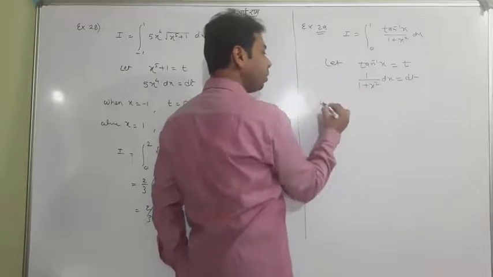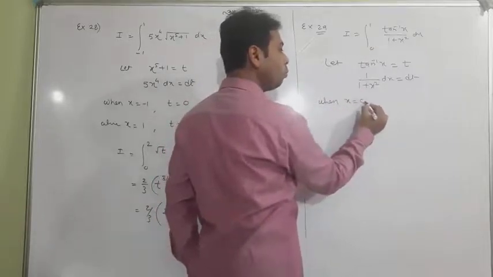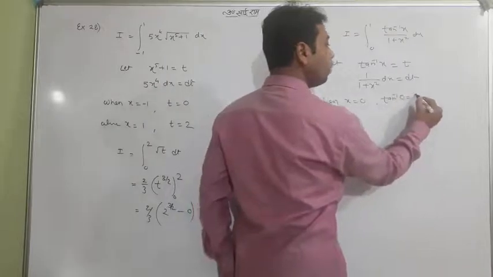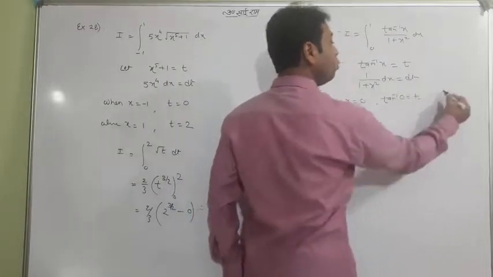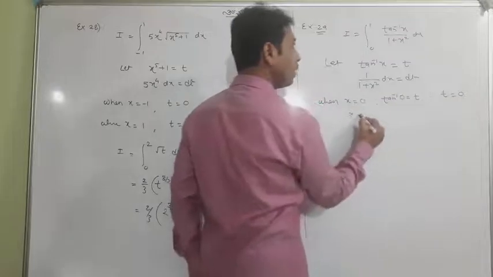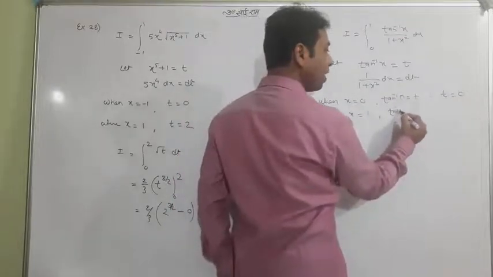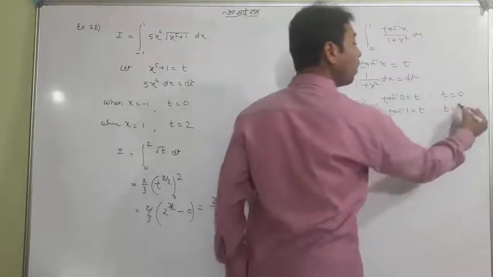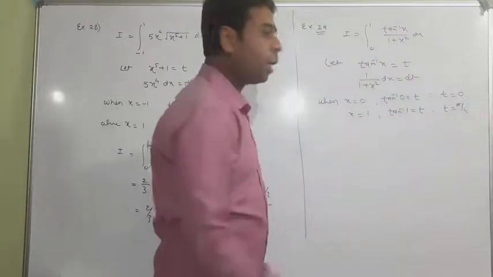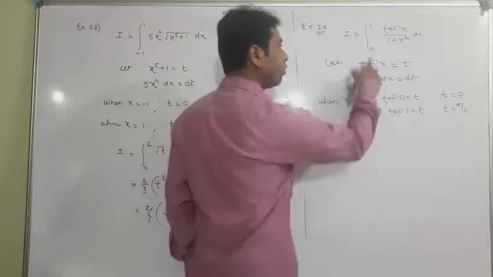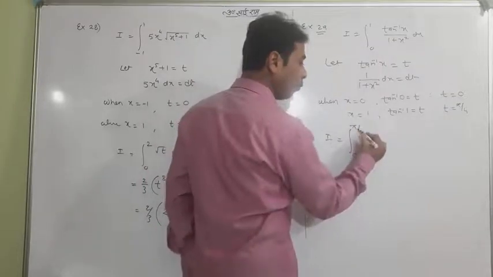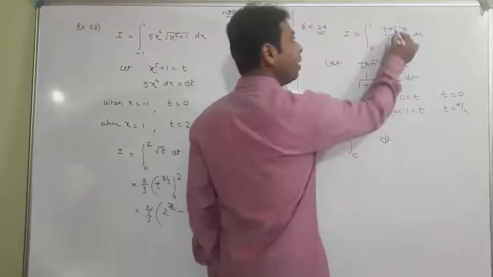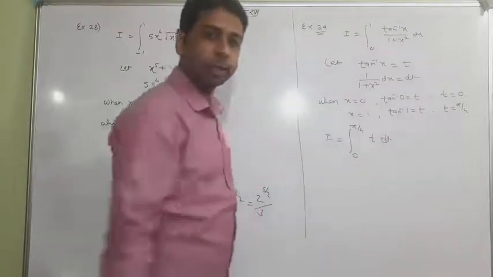About the limit, we will change it. When x equal to 0, tan inverse 0 equal to t, which is an angle, and you know that this angle is 0. When x equal to 1, it is tan inverse 1, and you know that this angle is pi by 4. So finally you have changed your question to the integral from 0 to pi by 4 of t dt, where 1 upon 1 plus x square dx was dt and tan inverse x was t. So the question is going to be like that.